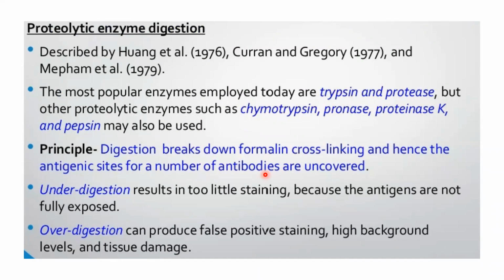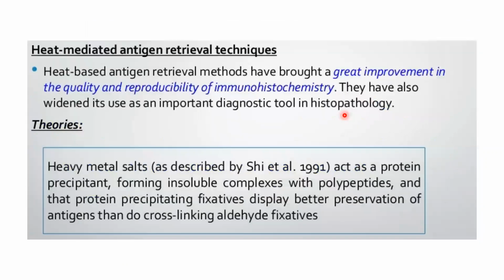So for example, proteolytic enzyme digestion is used for getting antigens, and the enzymes that we use are trypsin, protease, chymotrypsin, pronase, and proteinase K. And pepsin can also be used as an enzymatic digestion method. So this we will discuss in tomorrow's lecture.